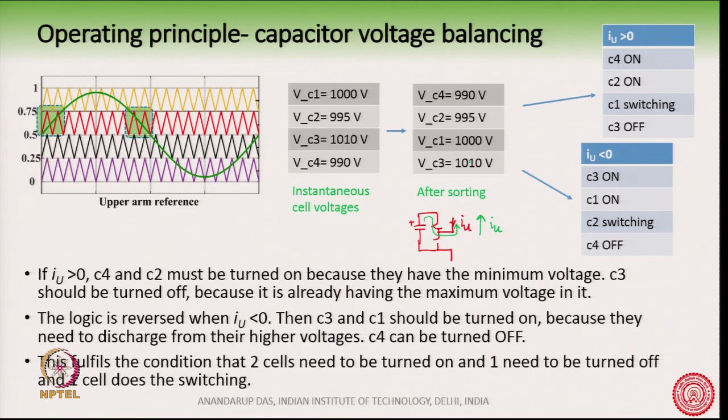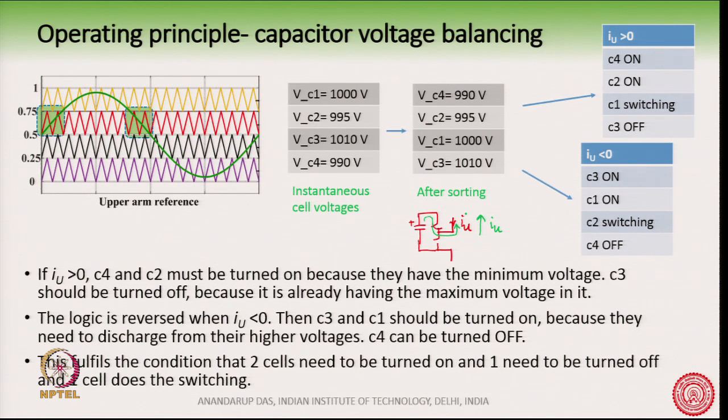lower voltage from them. C4 must be turned off because C4 is already at the minimum voltage, and if you discharge it further, it is going to go down further. So, C4 is off, meaning we have turned on the lower switch of C4, and the capacitor voltage of C4 will stay at 990 volt, it will not diverge. And again the intermediate one is C2, and it will do the switching. During this course of switching it will also slightly discharge, because the current direction is like this.